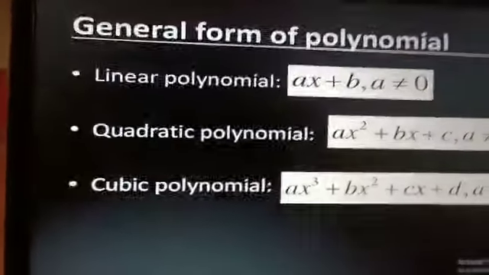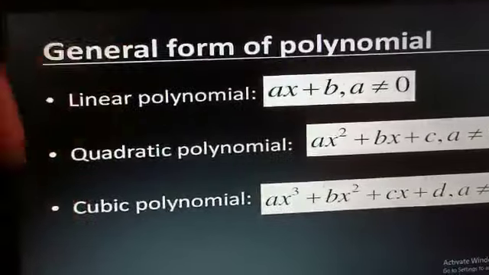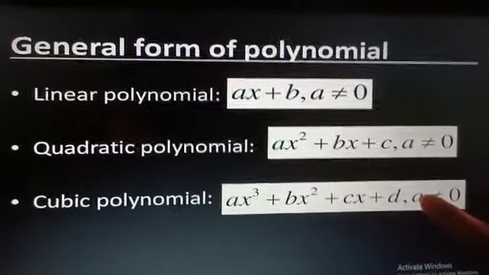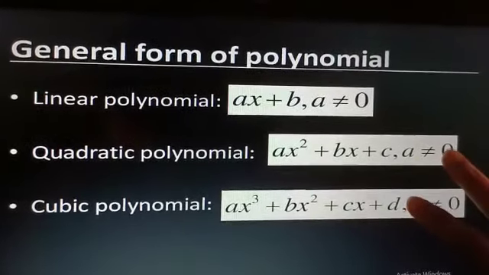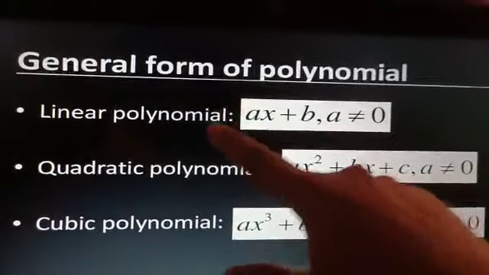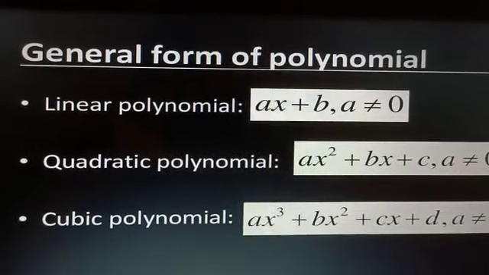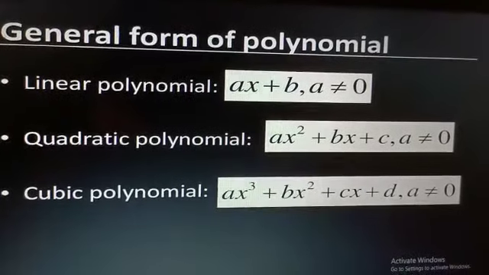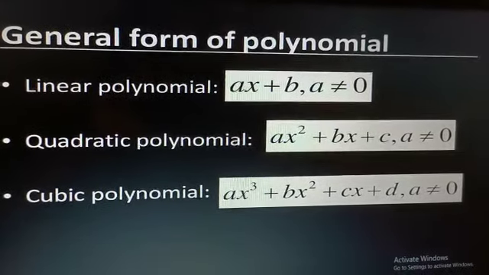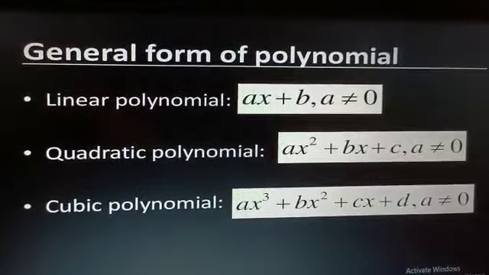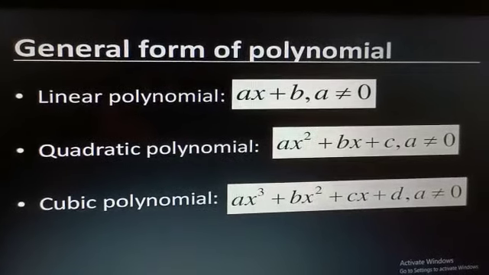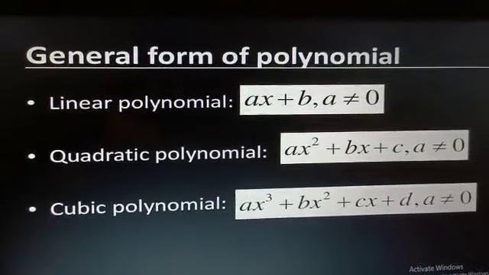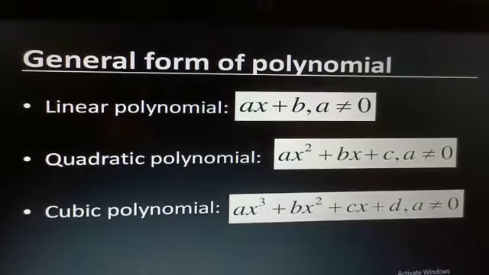Now we look at the general form of a polynomial. This is very important. Please make notes, especially of the quadratic polynomial and cubic. These two we are going to be using in today's chapter. Linear polynomial is written in the form ax plus b. Quadratic polynomial is written in the form ax square plus bx plus c. And cubic polynomial is written in the form ax cube plus bx square plus cx plus d. So these are the three kinds of polynomial that are there.